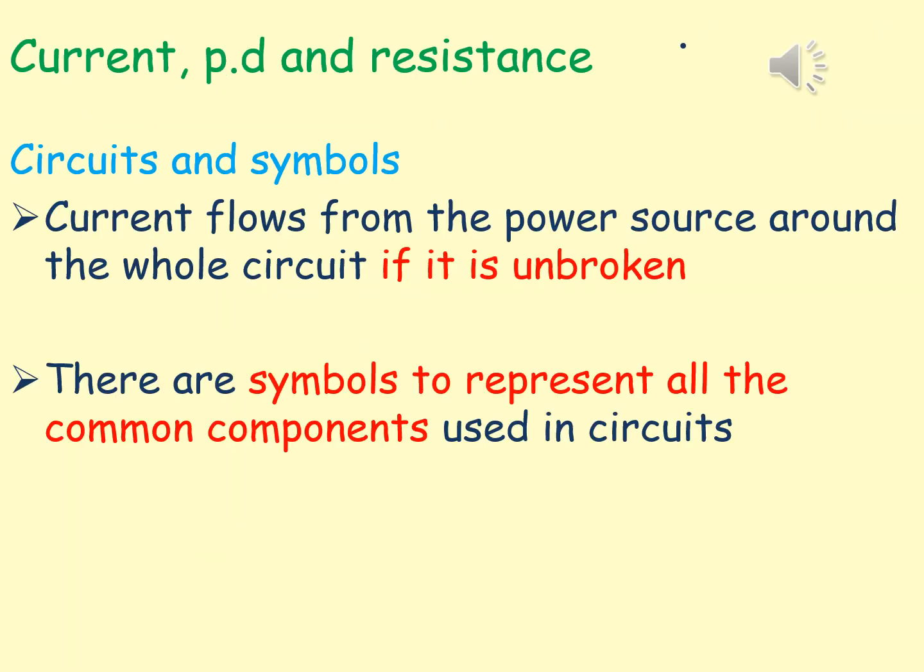So, current, potential difference and resistance then. We need to recognise that current flows from the power source around the whole circuit, as long as the circuit is a complete circuit and therefore unbroken. We have symbols that represent all of our common components, and this is so that we can standardise it so that everybody knows what's happening in a circuit. And it's used in all circuits that we have.